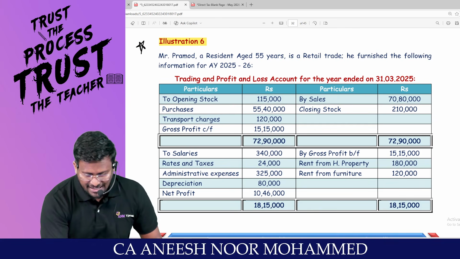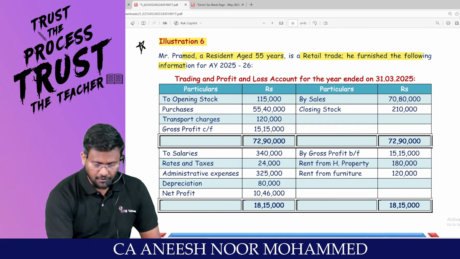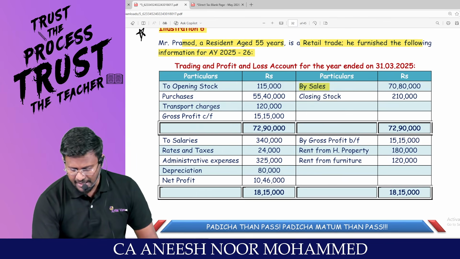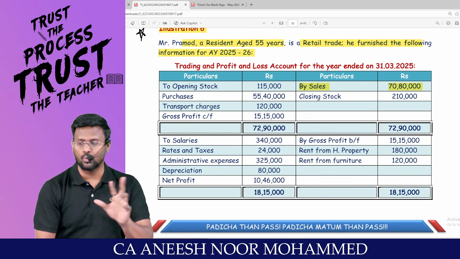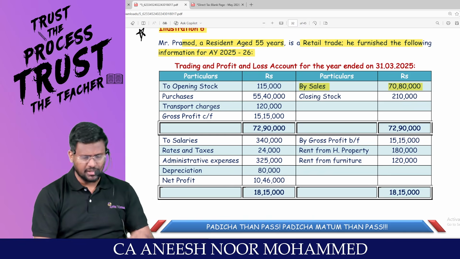Mr. Pramod, a resident aged 55 years, is a retail trader. He furnishes the following information for assessment year 25-26. By sales 70,80,000. 70,80,000 is less than 2 crore, so he is entitled for the presumptive taxation route.